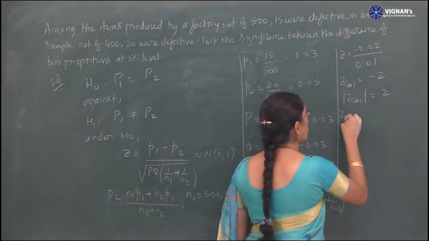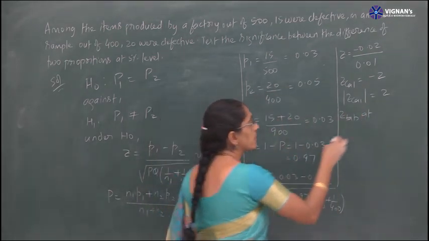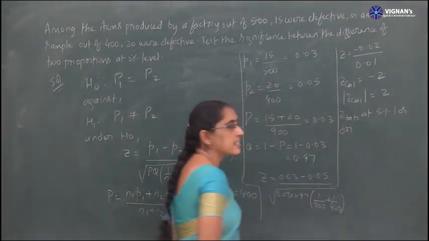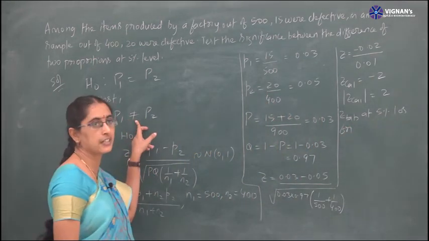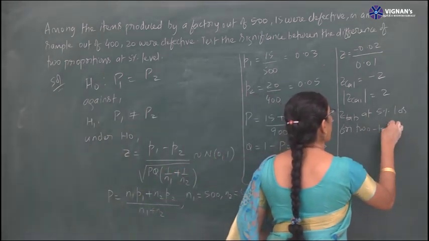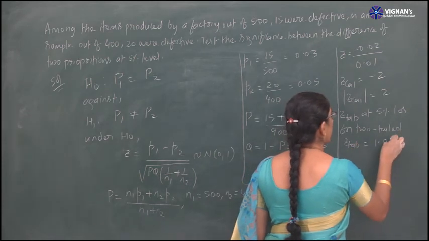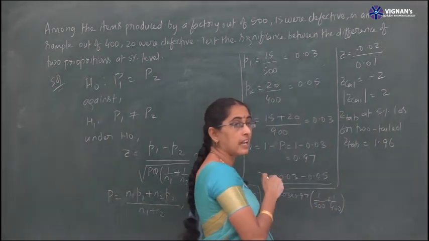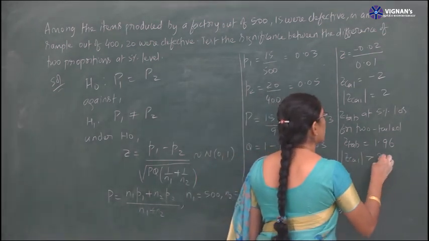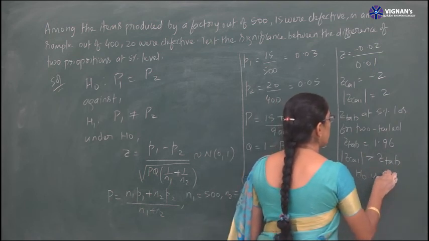So the Z tabulated value at level of significance, which is given as 5%. So at 5% level of significance, for the corresponding alternative hypothesis, which is two-tailed, the value is 1.96. So Z tabulated is equal to 1.96 and mod Z calculated is 2. So the conclusion is here mod Z calculated is greater than Z tabulated. So therefore H0 is rejected.